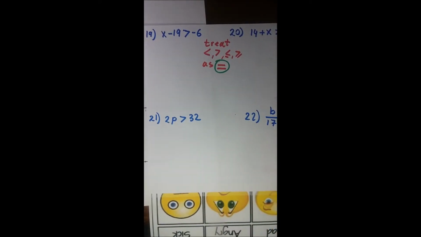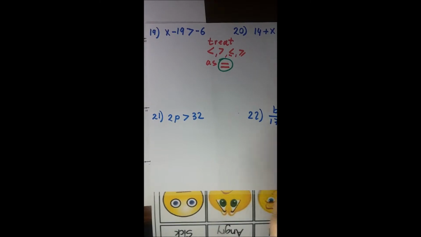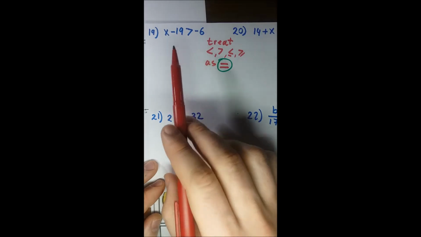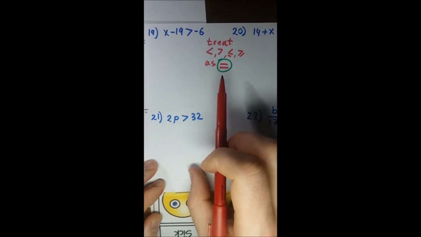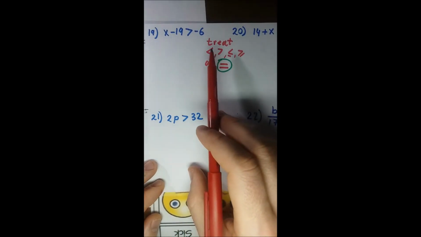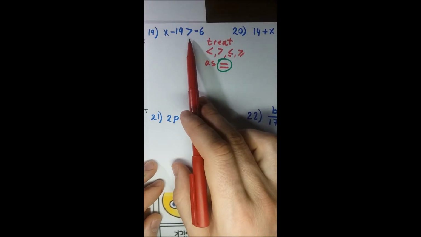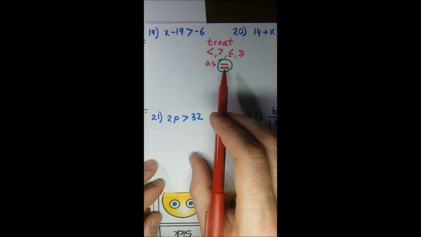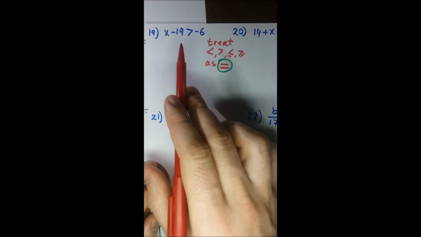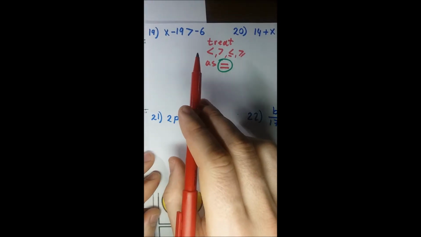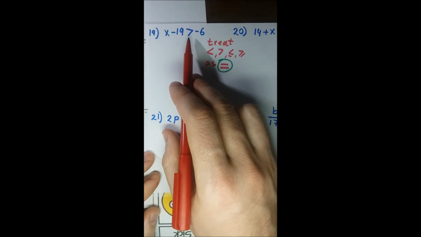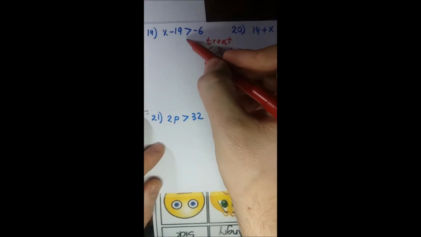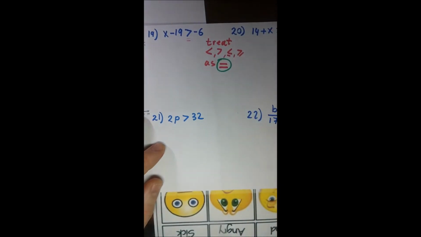Examples 19 through 22. There are one step inequalities now. Nothing different than equations. You got to treat this sign as if it was an equal sign for now, and then you're going to see amazing things happening. So remember, treat this as if it was an equal sign. In some cases, I even write down an equal sign right here, but it's not really an equal sign.